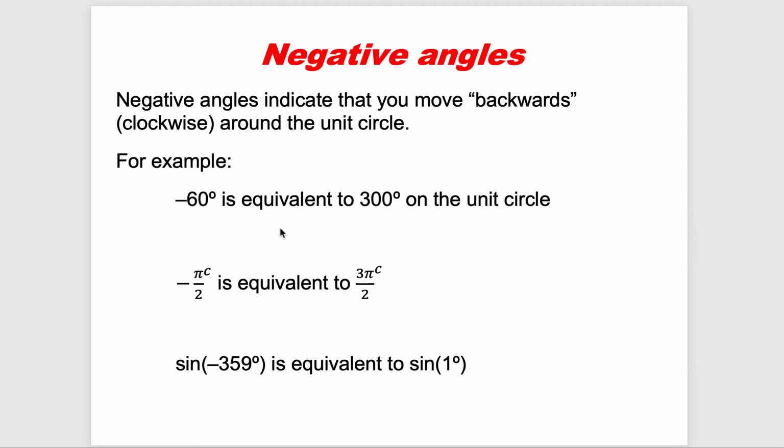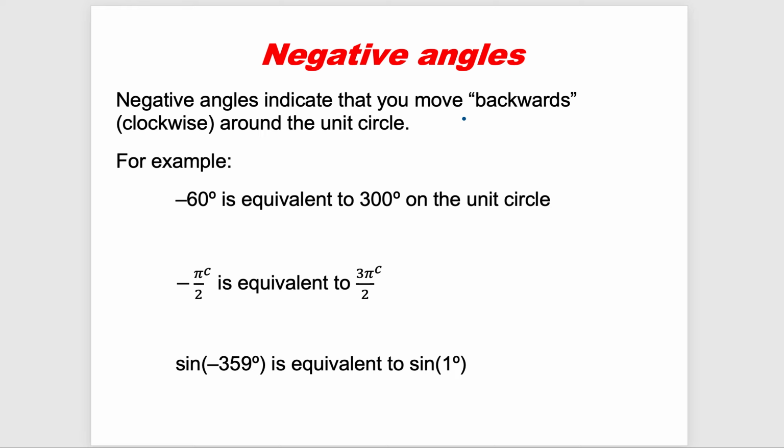Okay, a couple of quick extra notes. These aren't actually in your handouts. I've added them in so that you'll be familiar with them when they come up. Negative angles can actually be used on the unit circle. It seems a bit funny, but a negative angle just means you start from 0 and move backwards around the unit circle. You move clockwise instead of anti-clockwise.